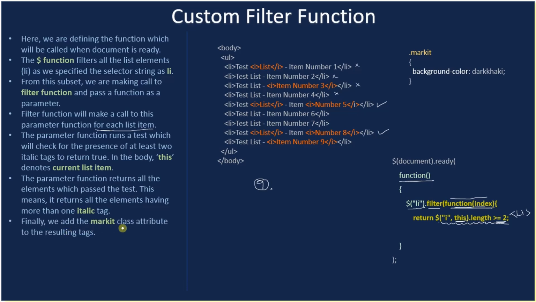Finally, we add the marker class attribute to the resulting tags. And if you see, the body is finished here. We highlighted that with the yellow color, and this green one is the parent. So $('li').filter, and to the filter function we are passing a custom function. The filter function will perform the filtering based on our custom function, and we know what test is done here, so it will return 2 elements. To those returned 2 elements, we add the class attribute with the value marker. That means the list item that has 2 or more italic elements will get marked with dark khaki.